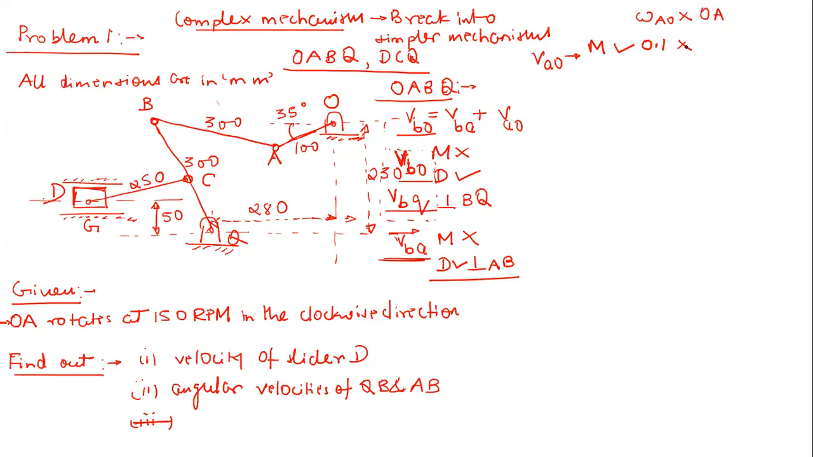So 0.1. And what is omega AO? 150 RPM. So how do we convert it into radian per second? Pi n by 60, that is 2 pi, then 150 divided by 60, right? So this is known in magnitude, right?